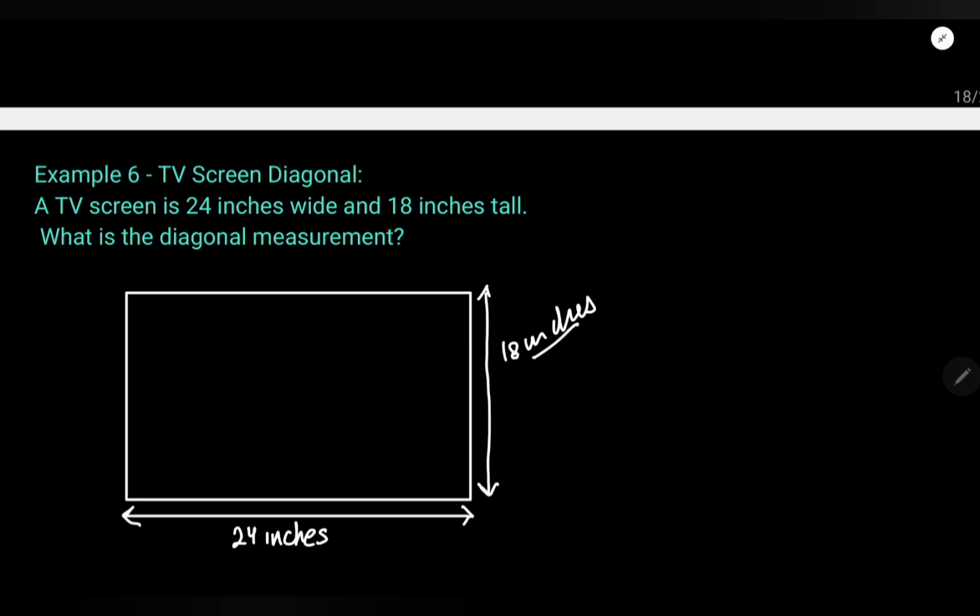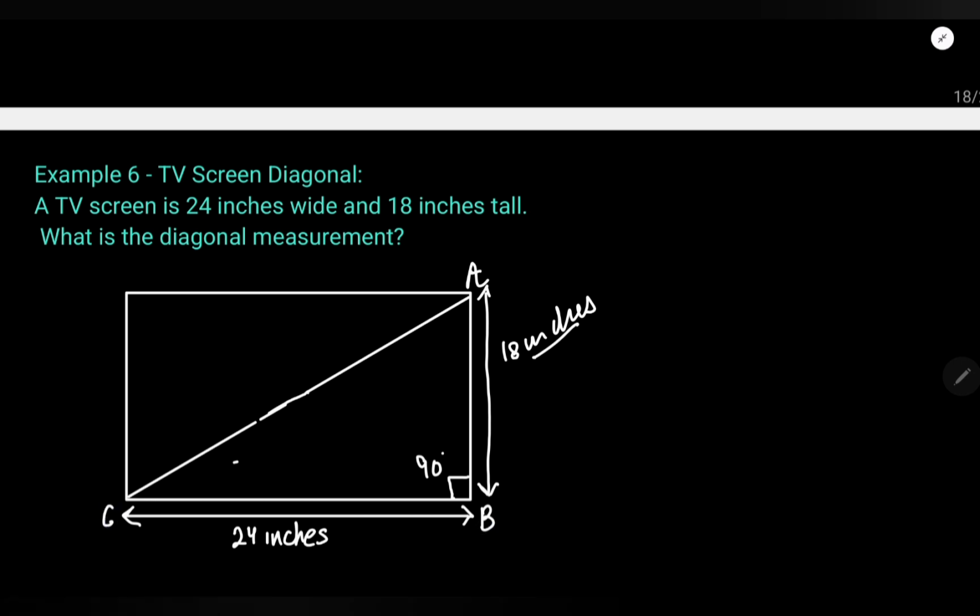Now they are asking us what is the diagonal measurement. So this is the diagonal measurement, right? If I want to find this diagonal, I know that a TV screen is a rectangle, and in a rectangle this angle is always 90 degrees, right? So that means this triangle we have is a right angle triangle. Suppose I say now this is A, this is B, this is C.